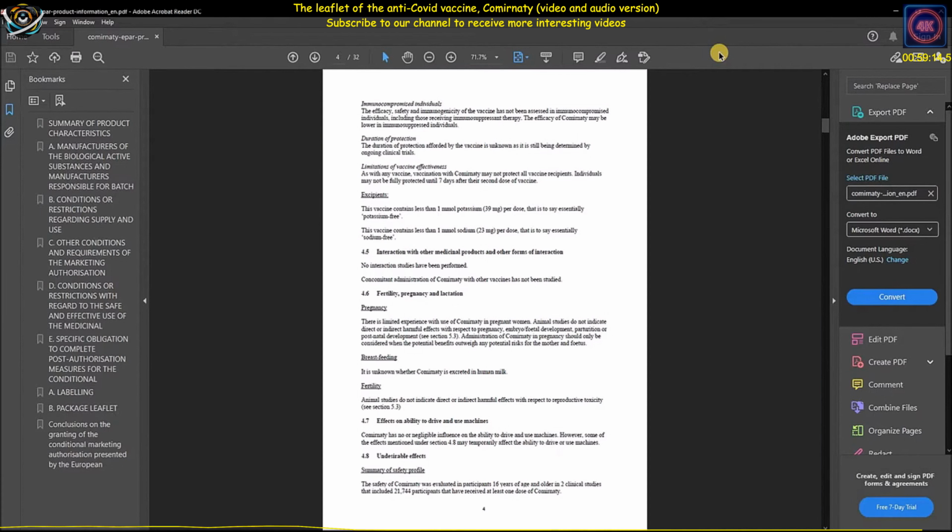4.5 Interaction with other medicinal products and other forms of interaction. No interaction studies have been performed. Concomitant administration of Comirnaty with other vaccines has not been studied.